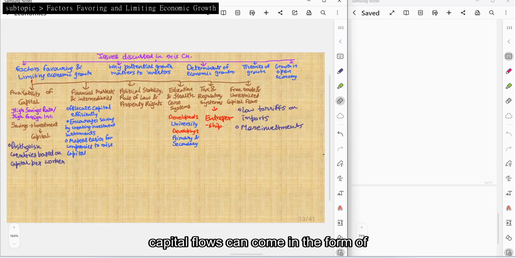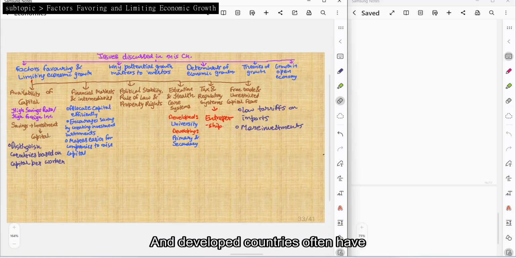Unrestricted capital flows can come in the form of investment in plants and equipment in the form of FDI, or investment in stocks and bonds in the form of FPI. Both of these increase the level of investments in the economy and can help them break the vicious cycle of low saving rates contributing to low output in an economy.